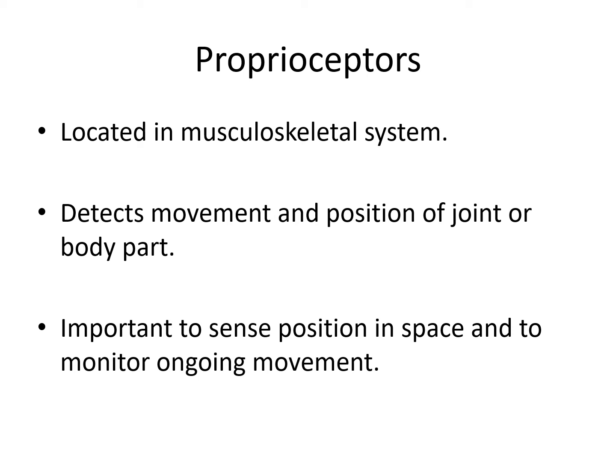Now, the final one that you may have heard about in SCB 203 are proprioceptors, because they're located in the musculoskeletal system. And they're important for maintaining the position of the joint or part of the body and detecting movement of the body in space. Because it's important to monitor all ongoing movements, so your central nervous system knows where each body part is in space.